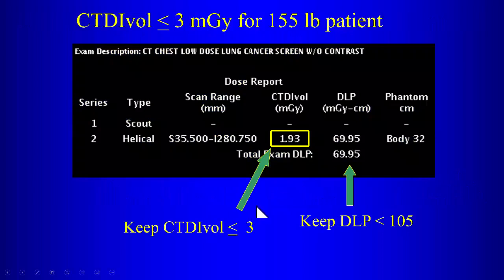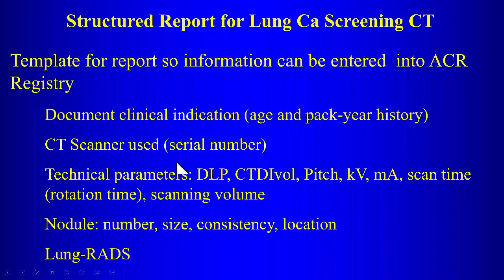So, in terms of the radiation dose, you have to keep the CTDIvol less than 3, so you've got to look at that. And you want to keep the DLP less than 105, so you want to look at that also on your dose reports. The registries also keep track of this. The data that you submit to the registry will keep track of the radiation doses that you're exposing your patients to. Now, structured reporting is also very helpful for these.